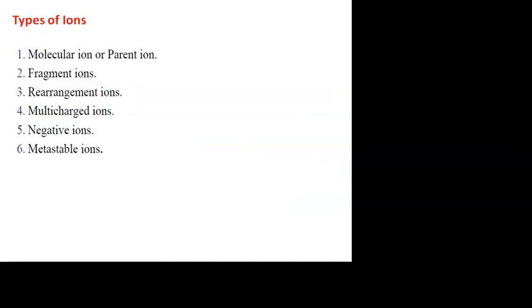These are the different ions or fragments which are formed from the fragmentation process. The first one is the molecular ion or parent ion. The second ones are fragment ions, rearrangement ions, multi-charged ions, negative ions, and metastable ions. These are the different fragments or ions which are formed from the fragmentation process in mass spectroscopy.